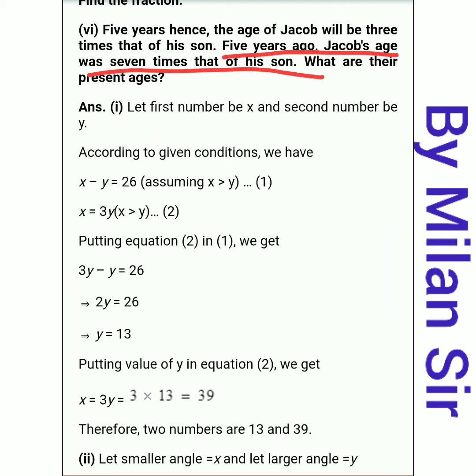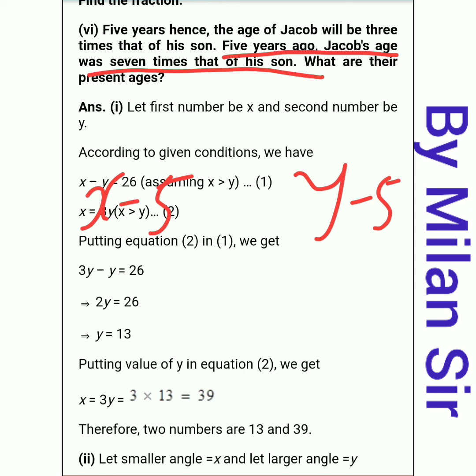That means I need to do minus 5 from my present age. So 5 years ago, Jacob's age was 7 times that of his son. So 5 years ago, Jacob's age is equal to x minus 5. 5 years ago, that means we need to do minus 5 from present age. So x minus 5, and his son's age is y minus 5, right?